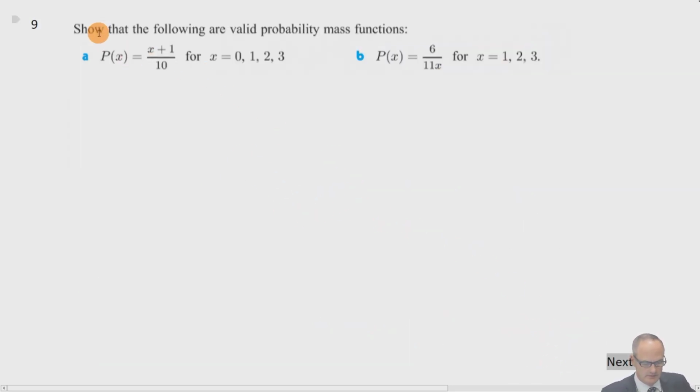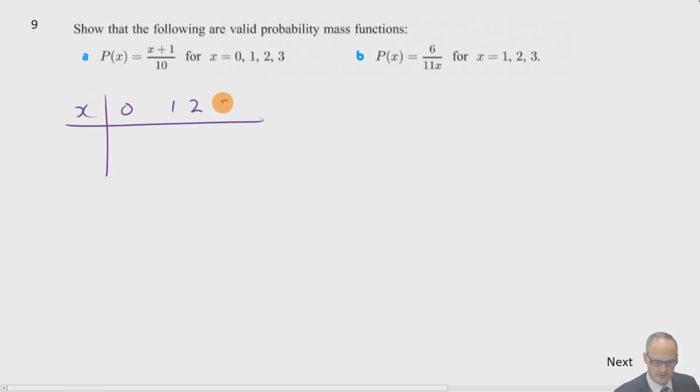Right. Show the following are valid probability mass functions. Now, we've not looked at probability mass functions. A probability mass function is where the probability is given by a function for particular values of x. So let's do a little table for this. So these are our values of x, 1, 2, and 3. And we want to find the probability that X equals x. And we use this function to find it. So the function is (x plus 1) divided by 10.